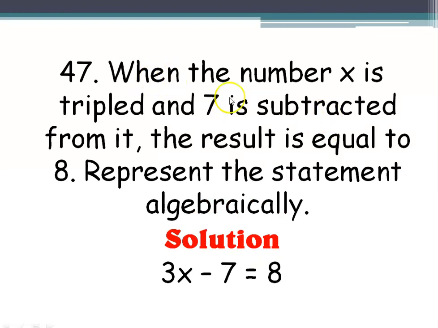Question 47 says, when the number X is tripled, triple means times 3, and 7 is subtracted from it, the result is equal to 8. Represent the statement algebraically. Algebra means a mixture of numbers and alphabets. So if the number is X and it is tripled, that's 3 times the number, and 7 is subtracted from it, that is minus 7. The result means is equal to 8. So this is what we have done. We have represented it algebraically. We are not asked to solve the question, so we'll just stop here. Is that okay? Good.